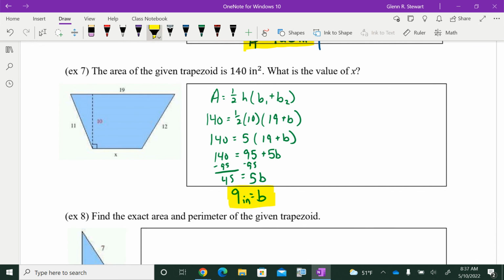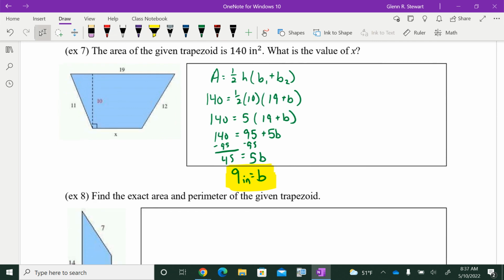Take a look at your answer. Take a look at my answer. See if either of them makes sense. I plugged in 140 for my area, plugged in 10 for my height, and then I chose one of the B's. It didn't matter which one. I plugged in a 19. 140 is equal to 5 times 19 plus B. Subtract 95 when I distribute, and then I get 45 is equal to 5B, and then I divided by 5 and got 9.